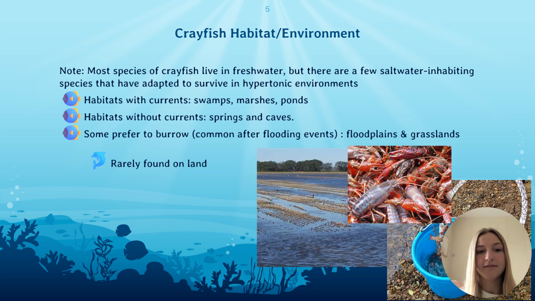So where do they live? Within those southeastern states, we're going to be looking at swamps, marshes, ponds, springs, and caves, things with or without currents. And some of them, especially after flooding events, will end up around floodplains and grasslands. But normally they like to stay in the water where their prey are, and they can get food and be in that environment. Most of them are freshwater, with the exception of a few saltwater species, which we'll discuss. They have a unique adaptation to live in that environment.